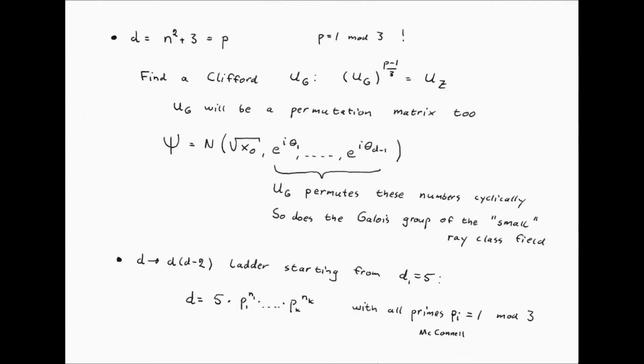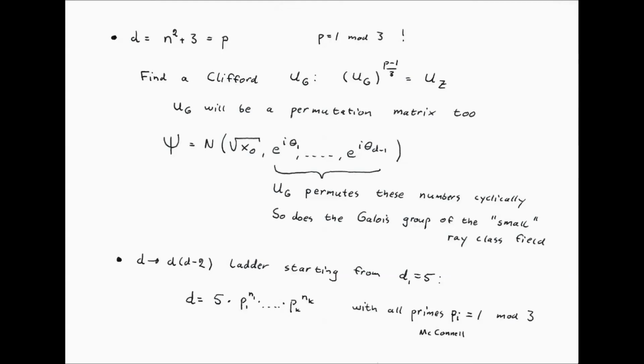So what you do is that once you have this permutation matrix that leaves a SIC invariant, then you can also find a Clifford which has this property, which will generate the set of matrices in the Clifford group that commute with this thing. And this U_G will be a permutation matrix as well. So when you apply this permutation matrix to an almost flat vector like this, you will simply have the effect of permuting these phase factors.